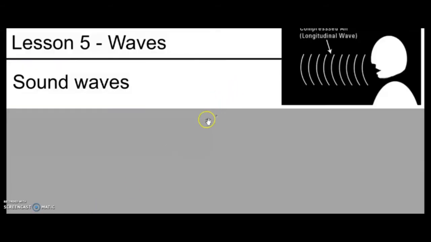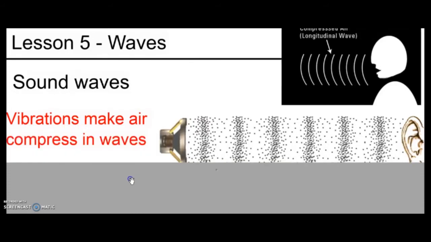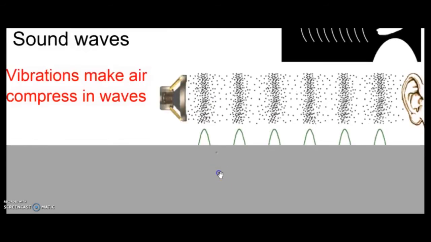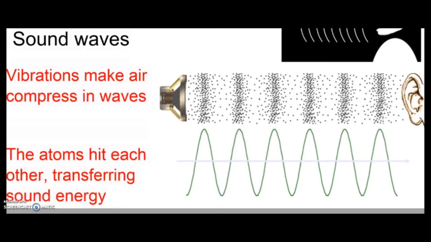Little tiny pressure waves moving out from a source. So sound waves, like we just saw, are vibrations that make air compress into waves. As the speaker vibrates, the air compresses and those waves spread out and head over to your ear. Okay? The atoms hit each other, transferring sound energy.